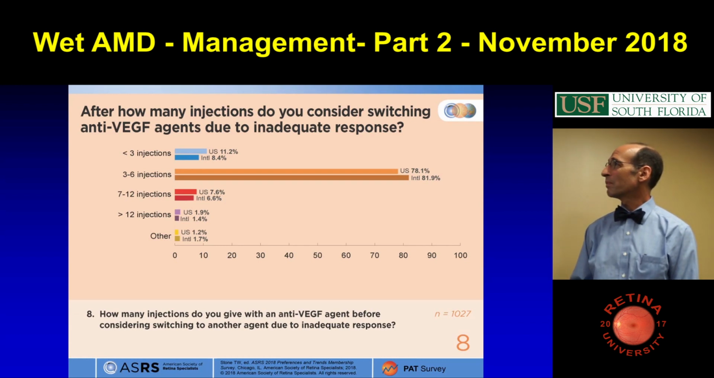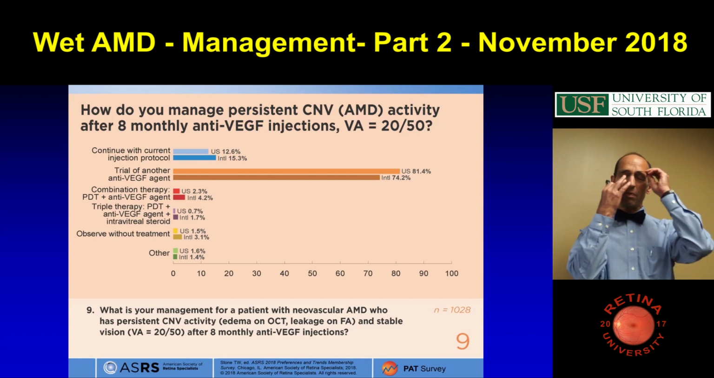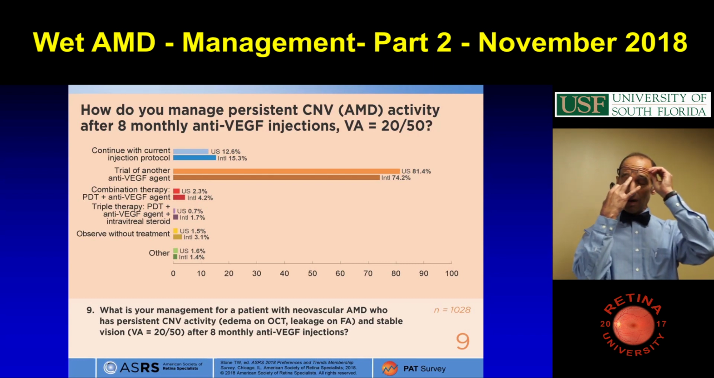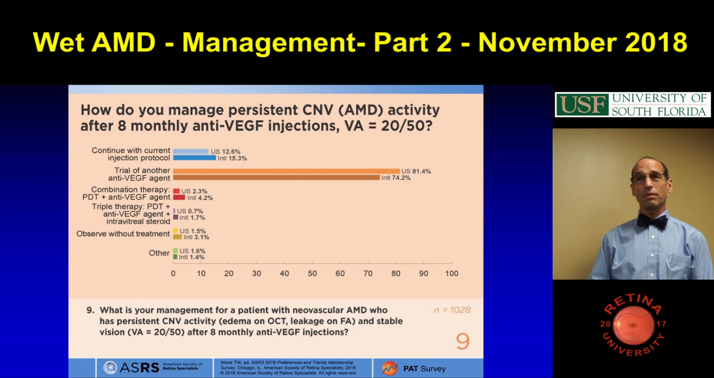So then persistency: how do you manage persistent AMD activity after 8 months? In Vision 2050, they've switched. I don't do PDT anymore. I did when the anti-VEGFs first came out. We were converting to PDT. I would not recommend PDTing these eyes if they're wet.